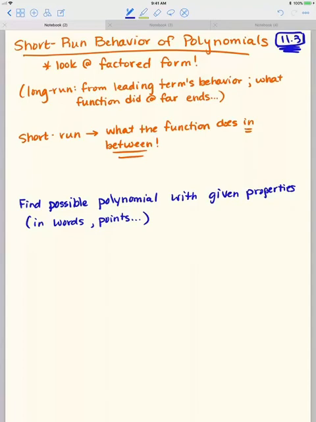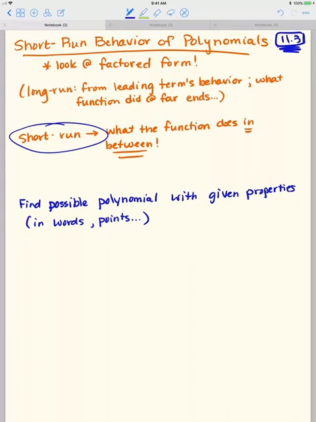So this section will look at the majority of concepts in 11.3 with short-run behavior of polynomials. The last section looked at long-run behavior, which was really what the function did at the far ends. Did it go to infinity, did it go to negative infinity, and that's really determined by that leading term. The short-run behavior is going to be what happens to the function in between the ends.